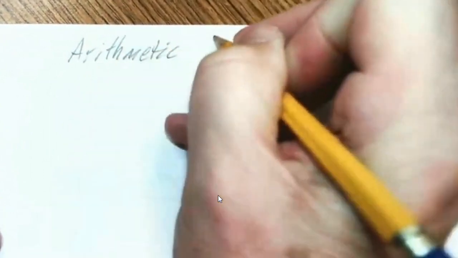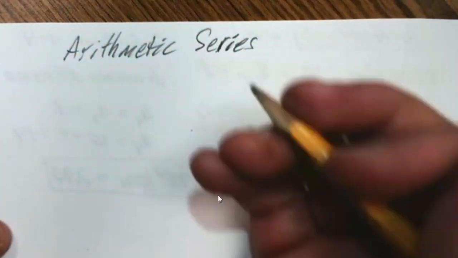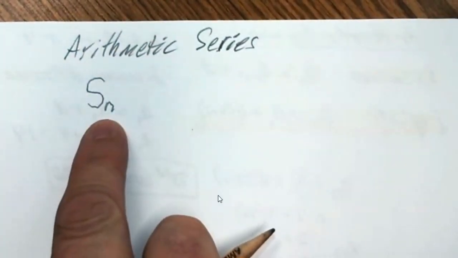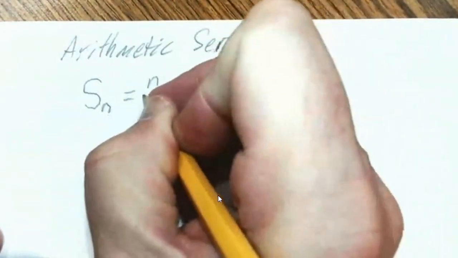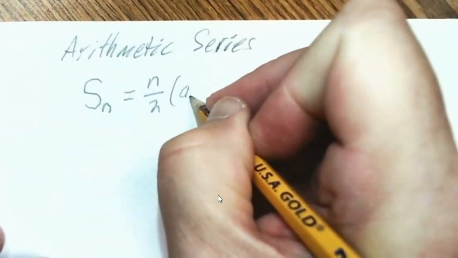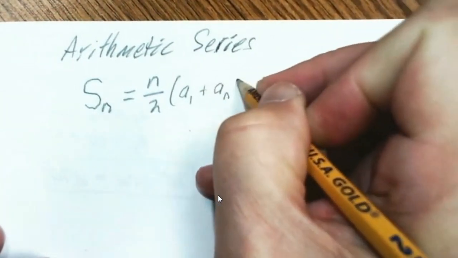Arithmetic series. And notice we used a sub n on the front because that's just where we found that number of term. The arithmetic series is an S sub n. So the sum of however many terms, like in that case it was 6, the sum of 6 terms, can be found by taking the number of terms and dividing it by 2 and multiplying that times the first number plus the last number.